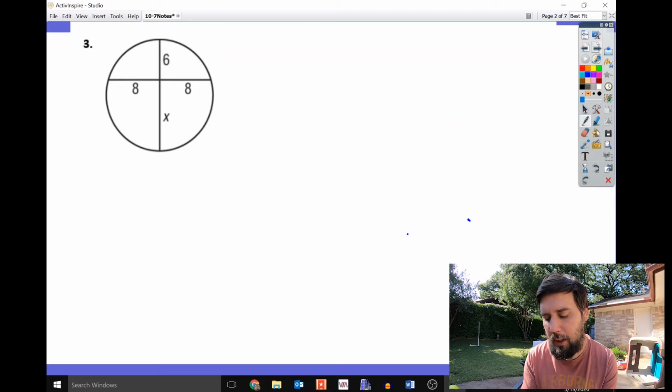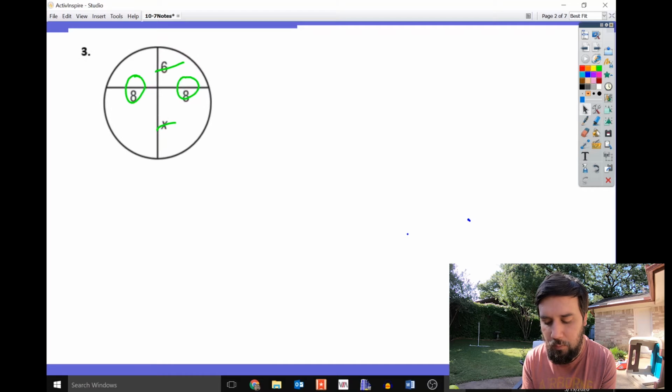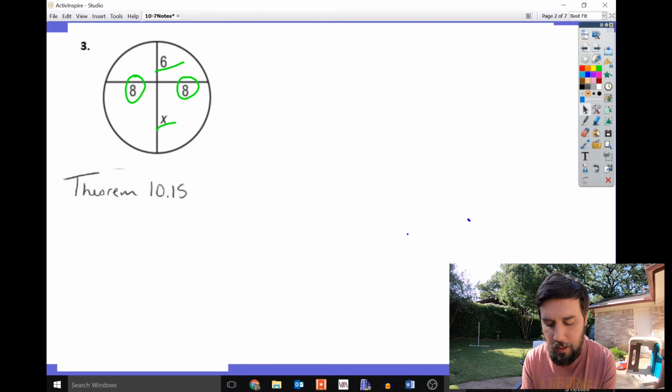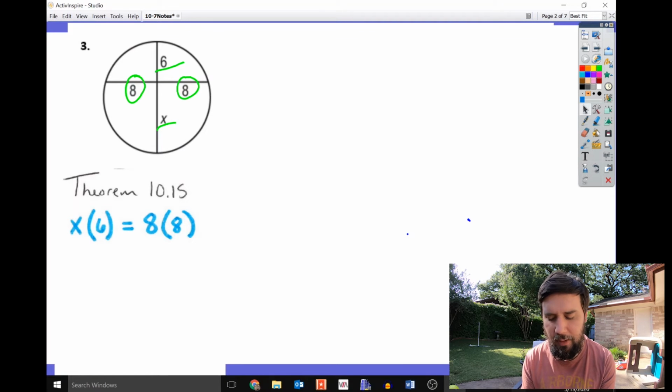So let's do one more. Again, we have the chords here, and the products of the segments of these chords are equal to each other. So if I multiply 8 and 8, that should be equal to 6 times x. Theorem 10.15 again, that theorem we just dealt with: x times 6 is equal to 8 times 8.